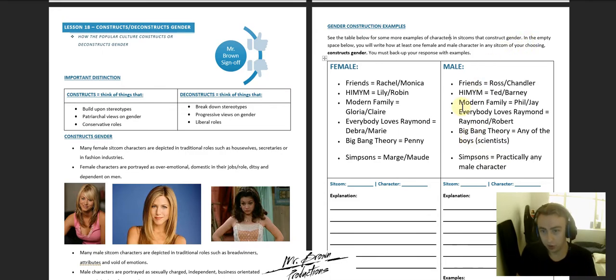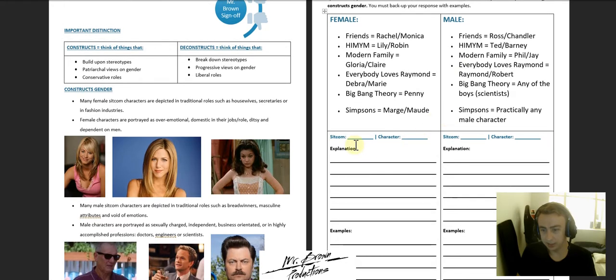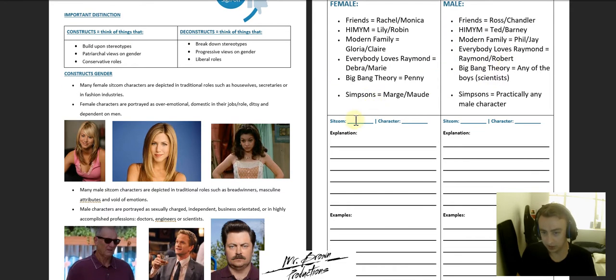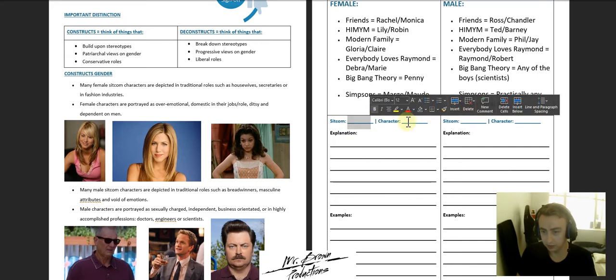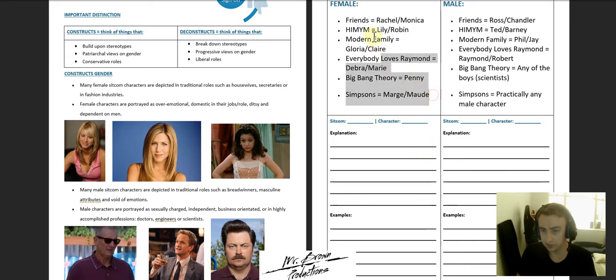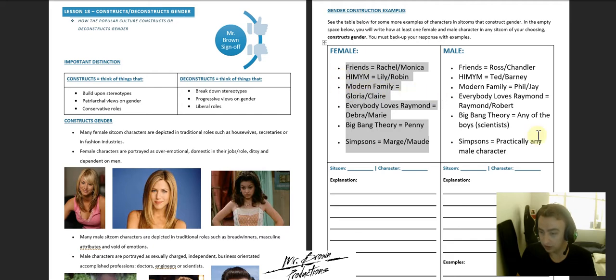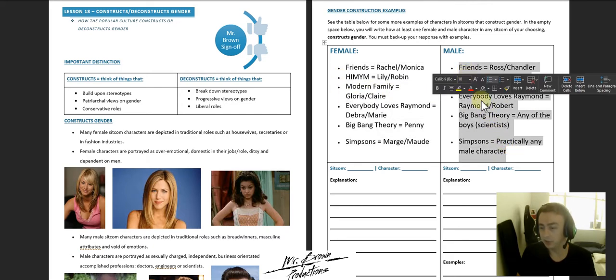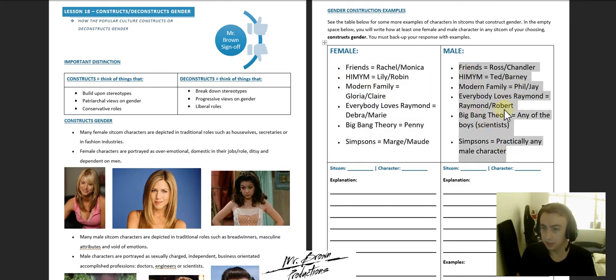So what I want you to do is write at least, and I've given you a list of examples, at least one female and one male sitcom character. Here you'll write what the sitcom is, and then here you'll write the character's name. And I've given you some examples here of females that construct gender, and some examples of males that construct gender as well.